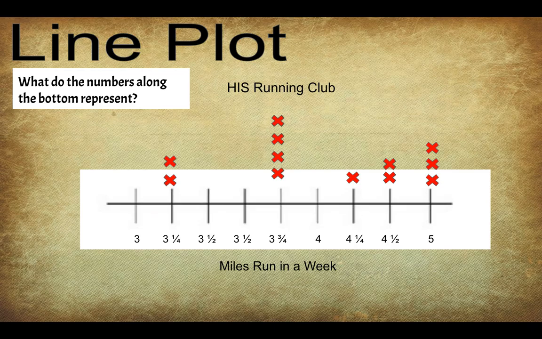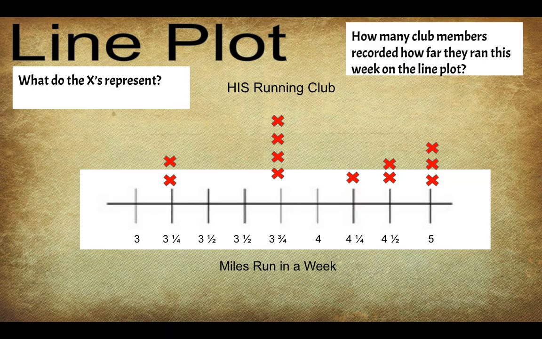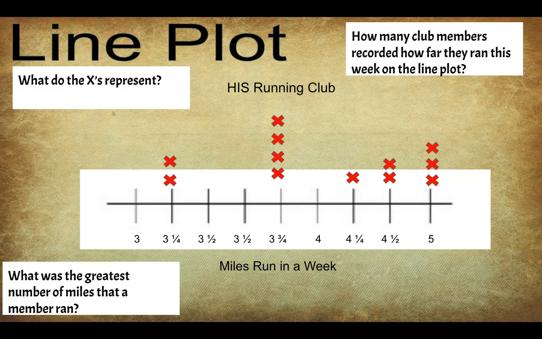We can also answer questions such as, what do the X's represent? Well, the X's represent the running club members. How many club members recorded how far they ran this week on the line plot? So you can answer that using it. If we count all the X's, how many would we get? Well, I see 12, because there's 12 X's. So we know that 12 students or 12 members recorded the miles they ran.